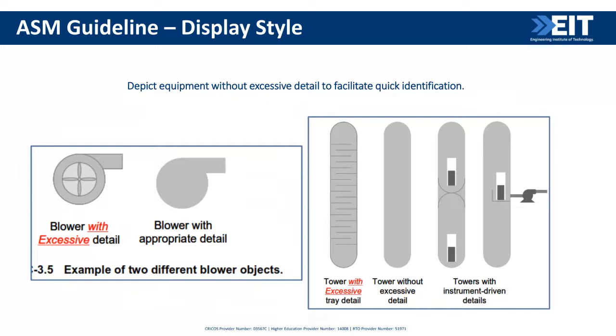So the next one we will be seeing is the ASM guideline for display style. The guideline itself is: depict equipment without excessive detail to facilitate quick identification. I've got a couple of pictures here. The first one is a blower, which just has an impeller. That's an excessive detail to an operator. He really doesn't need to know whether the impeller is rotating or not.